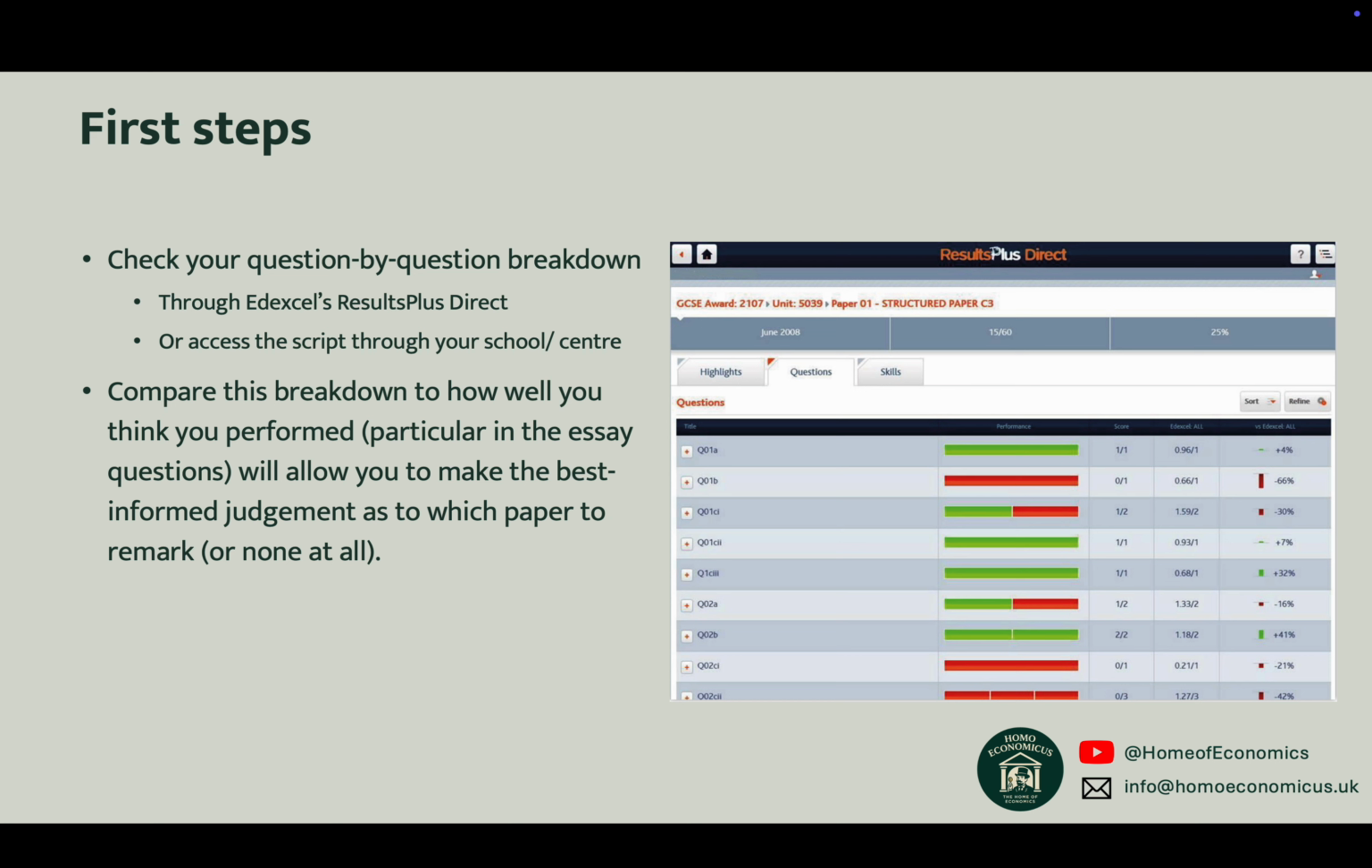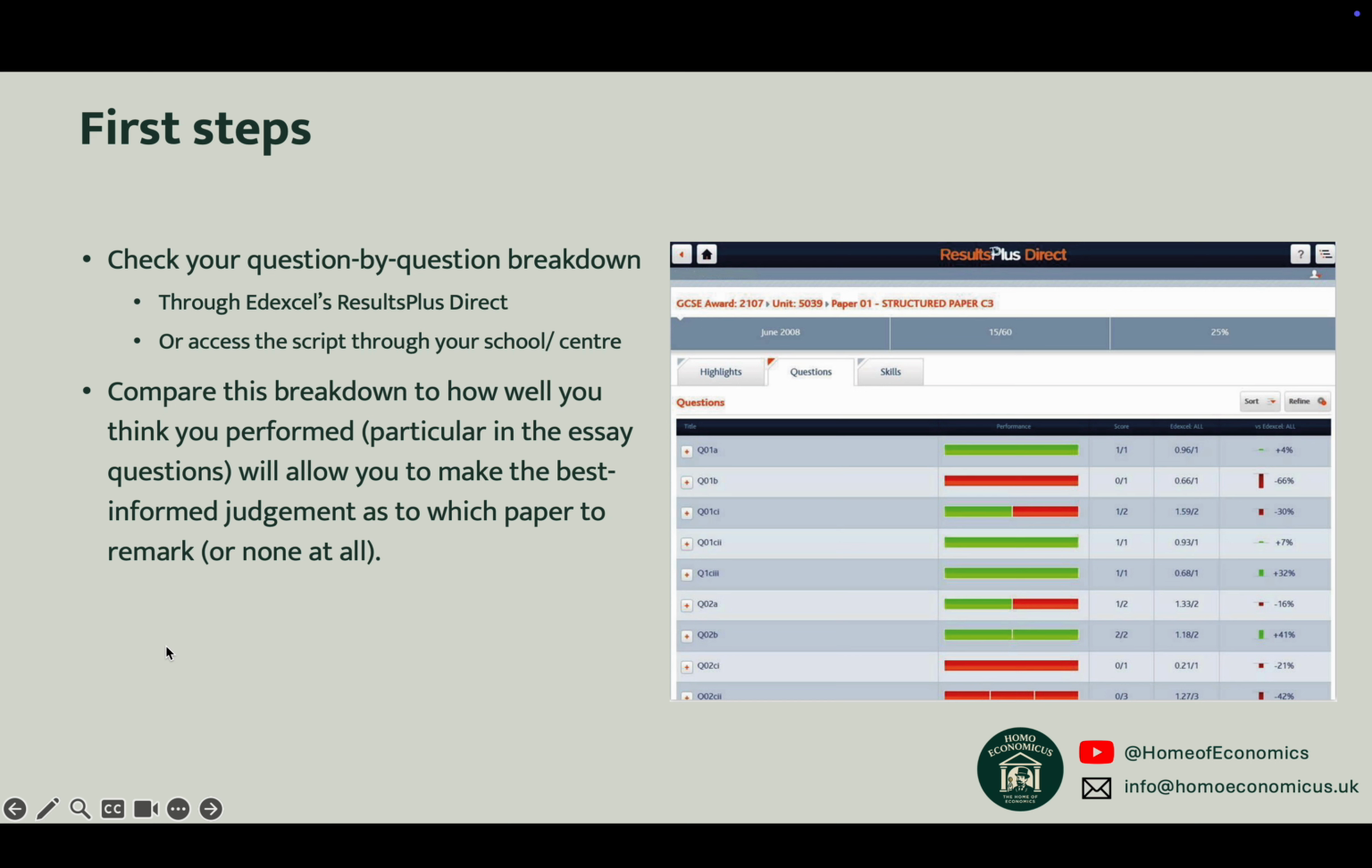This breakdown is particularly useful if you can remember how well you did in each of those questions. If you can remember the questions, it will allow you to analyze question by question, give you that breakdown into thinking, oh, okay, this feels like this marking might be off, or actually I can kind of see me getting that mark in all of those questions.